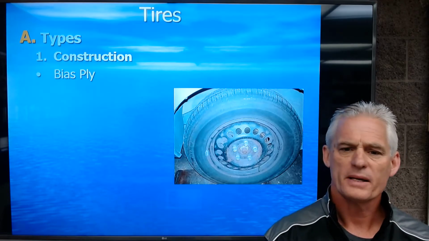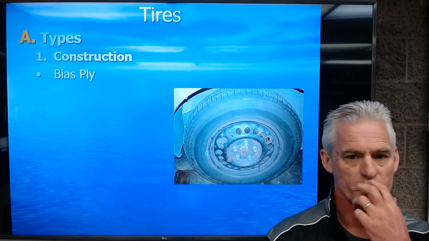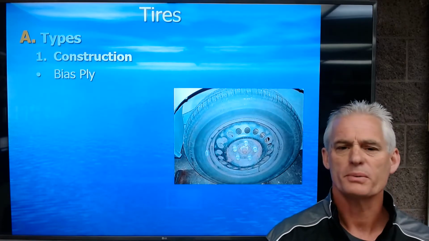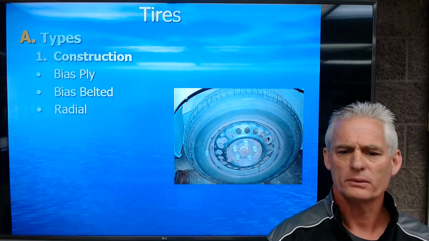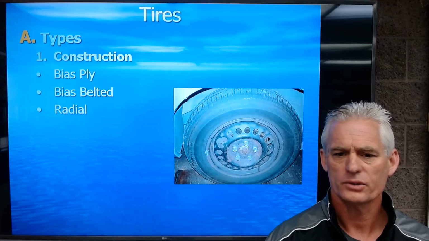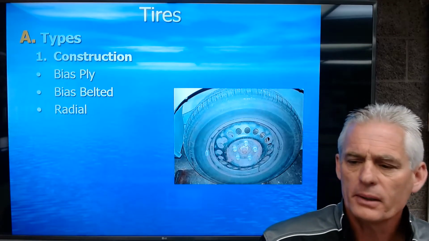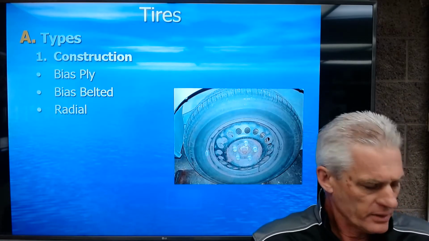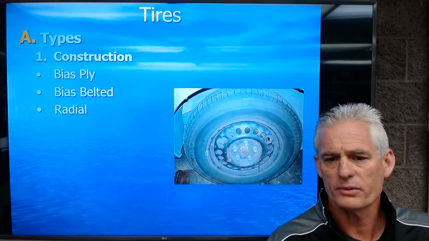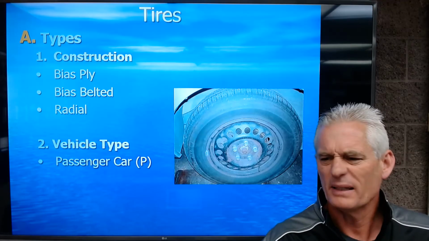So first is bias ply tires. That was an old school type tire that didn't have any steel belts in it. It was used on cars up until the 60s and so on and so forth. Then we had what's called bias belted and then radial. Okay, so bias belted had belts in them, but then the way they designed them and put them together was in a fashion that we call radial for modern tires, and so everything is steel belted radials now. I'm not going to spend any time with that.